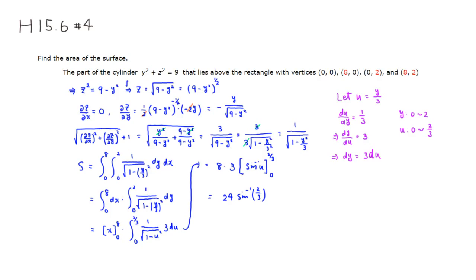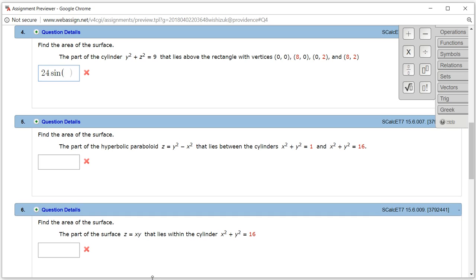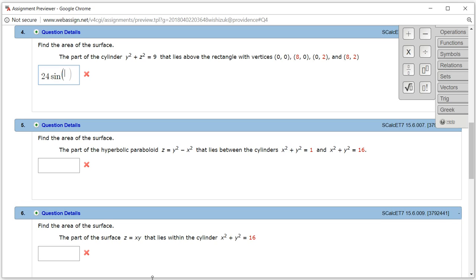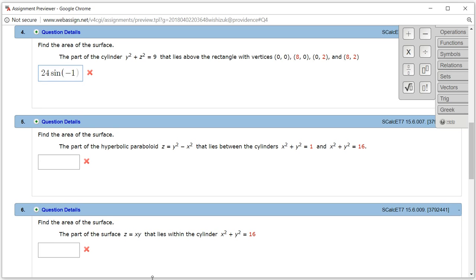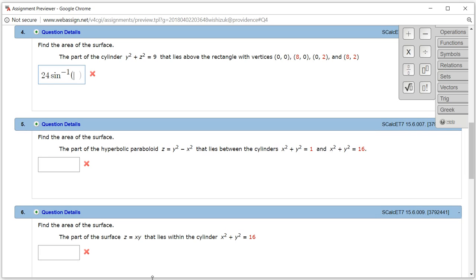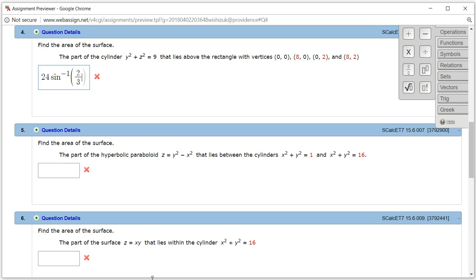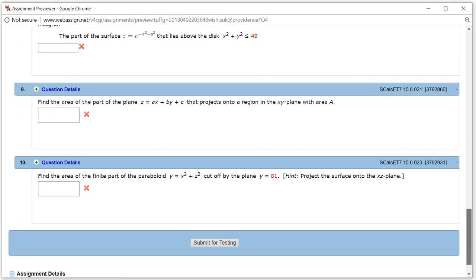So let's type it in. We have 24 times arcsine, so let's see, how do I do this? Arcsine, raise it to the negative 1 power, and 2/3. So let's submit for testing.